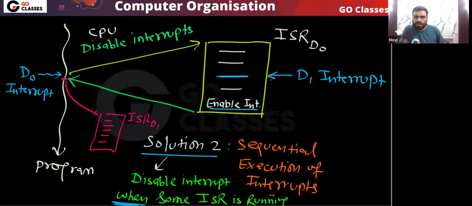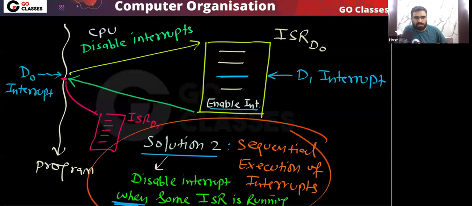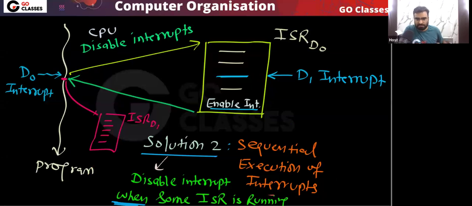So that is the reason this solution is sometimes used, because this will quickly execute. This ISR is a very small program. It is not a big program, so it will quickly execute. So that is the reason we can sometimes use this solution.